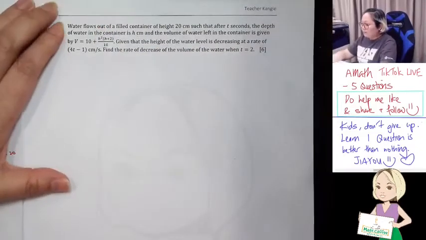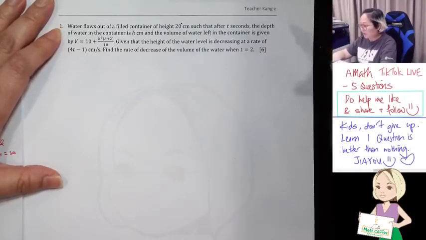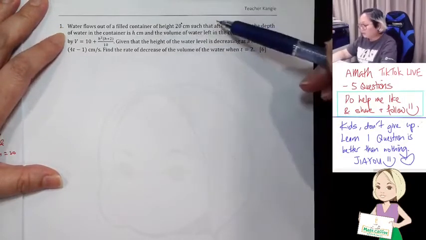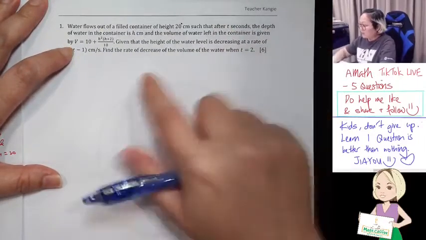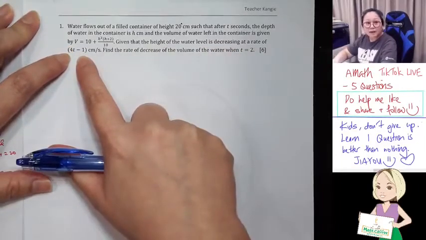Water flows out of the filled container of height 20 cm, such that after t seconds the depth of the water is h, and then they tell you that the volume is this one. So they already give you V in terms of h. They say given that the height is decreasing at the rate of 4t minus 1.